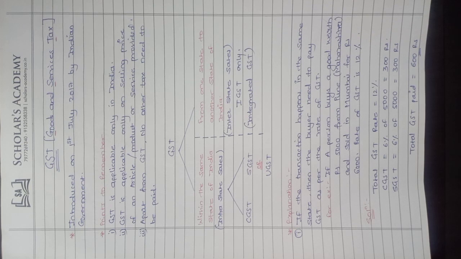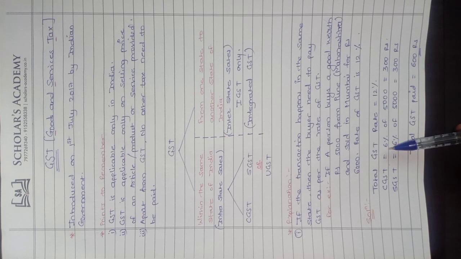Let us see some examples. Example 1 is of intrastate sales, that is, the transaction happens within the same state. You can clearly see an example. If a person buys a good worth rupees 5,000 from Pune, located in Maharashtra, and sells it in Mumbai, which is again located in Maharashtra, for rupees 6,000. The rate of GST is 12%.